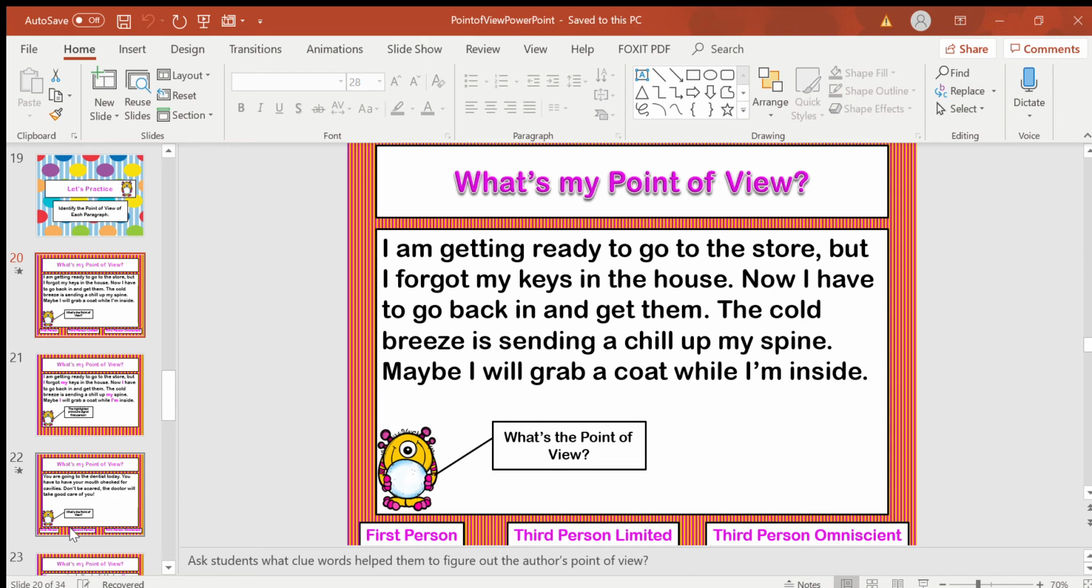I am getting ready to go to the store, but I forgot my keys in the house. Now I have to go back in and get them. A cold breeze is sending a chill up my spine. Maybe I will grab a coat while I'm inside. What point of view? First person, third person limited, or third person omniscient? This is kind of a giveaway because we didn't go over limited or omniscient. So what keywords in here help us decide what point of view we're working with?